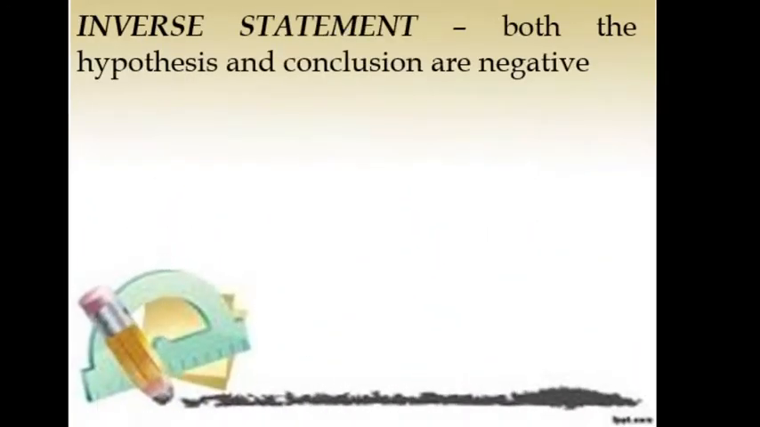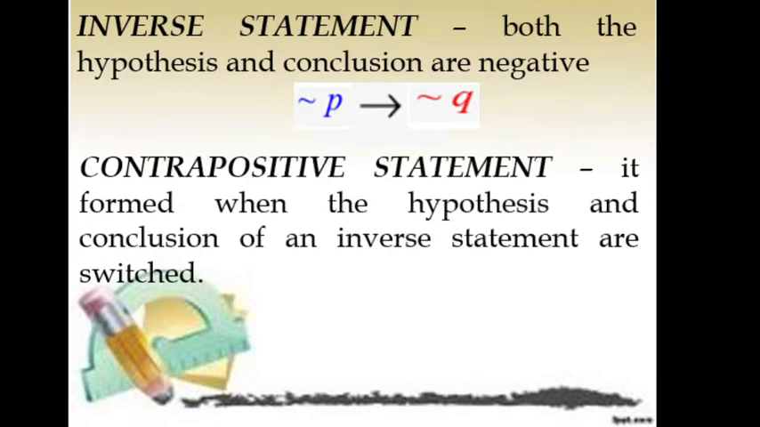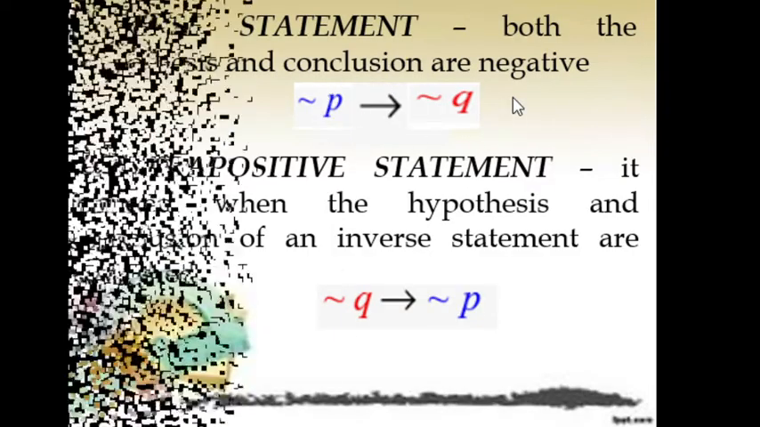Then, we have inverse statement. Both the hypothesis and conclusions are negative. So, ito yung lalagyan natin ng words na no, not, does not have. And we have contrapositive statement. It is formed when the hypothesis and conclusion of an inverse statement are switched. So, dito ulit, pagpapalitin lang natin ang position, yung hypothesis and conclusion ng ating inverse statement.